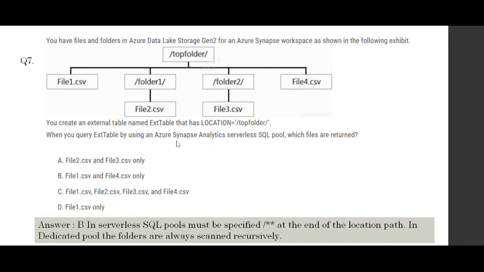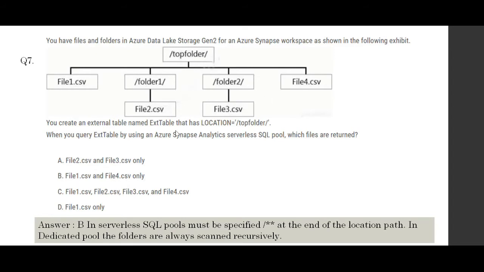But here they have mentioned it is serverless SQL, and if it is serverless SQL, it should be specified with a double star over here. Then it will retrieve the 4 files. But as of now, it is kind of a typo in this question, I think. If it is with 2 stars, then you can get all of file 1, file 2, file 3, file 4. As of now, the answer is file 1 and file 4 only, because there is no double star over here. So the answer is B, file1.csv and file4.csv only. So this will be retrieved when we have this folder structure and we are using this.